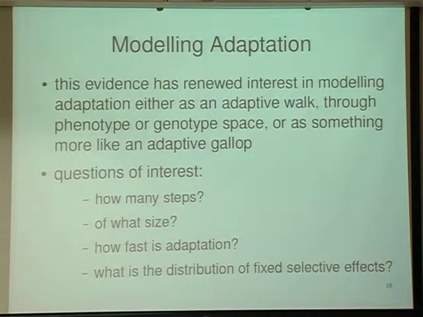So the questions that are of interest there, if there's an adaptive walk, how many steps happen? How big is each step on average? Can we make any kind of general conclusions about how adaptive walks happen? How fast do they happen? How fast is the gallop, if it's happening? In what parameter regimes do we get a walk or a gallop? And what's the distribution of selective effects of the mutations that fix? Okay, so now we will move to the blackboard.